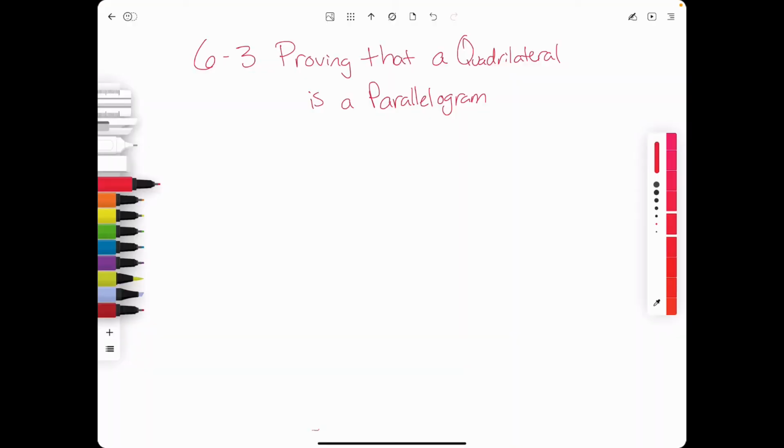Right. Next section, 6-3. Want to say it? Proving that a quadrilateral is a parallelogram. Page 303.